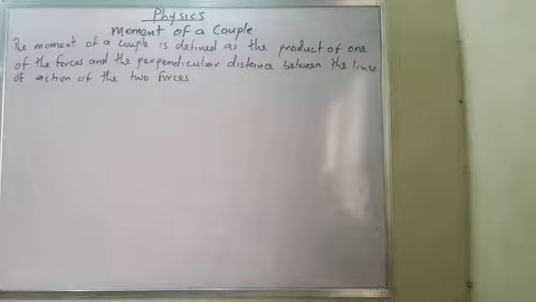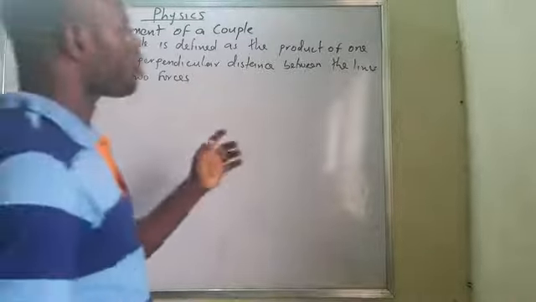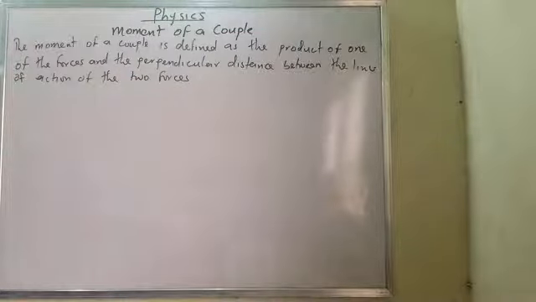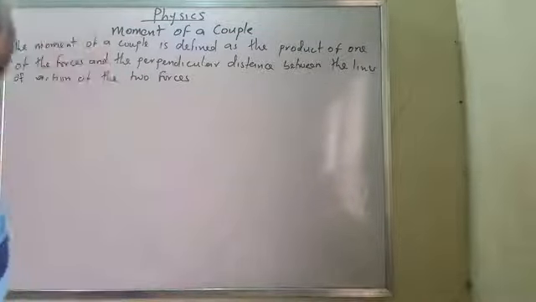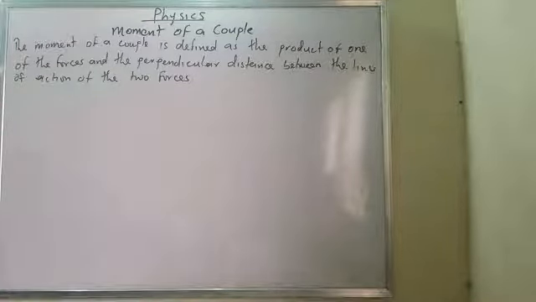You can see the moment of a couple is defined as the product of one of the forces and the perpendicular distance between the lines of action of the two forces. That is very, very important.